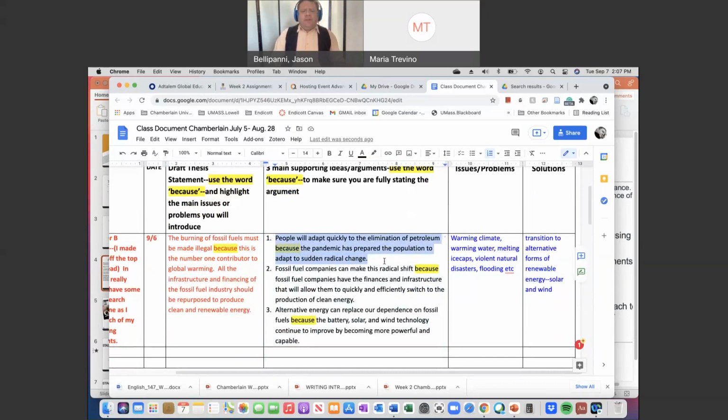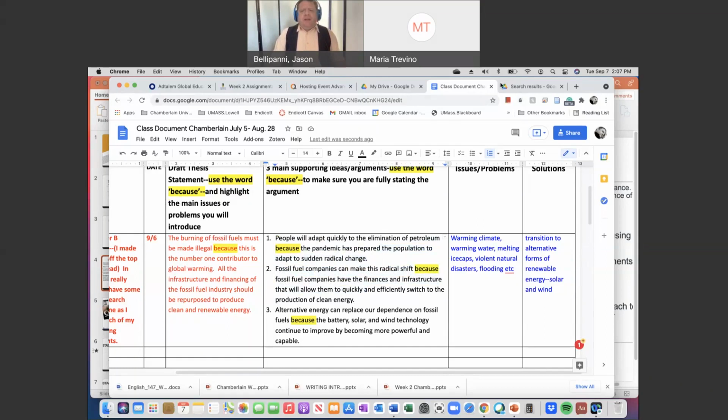So one of the things I say is people will be able to adapt quickly to the elimination because the pandemic has prepared the population to adapt to sudden radical change. So I'm going to make some sort of weird argument there about fossil fuel companies being able to make this shift because they have the money to do this and so on.